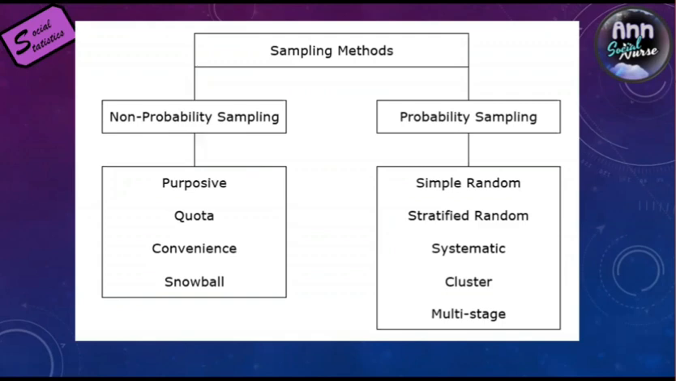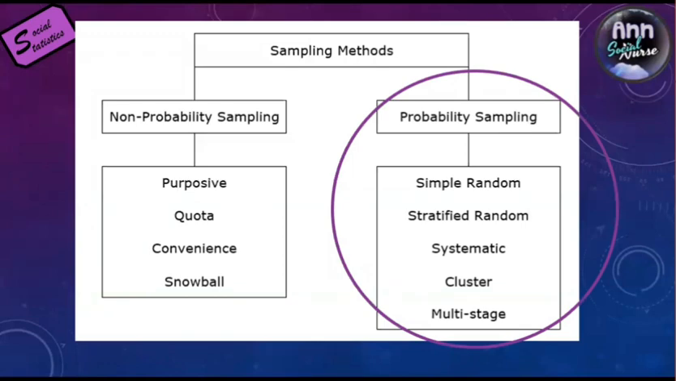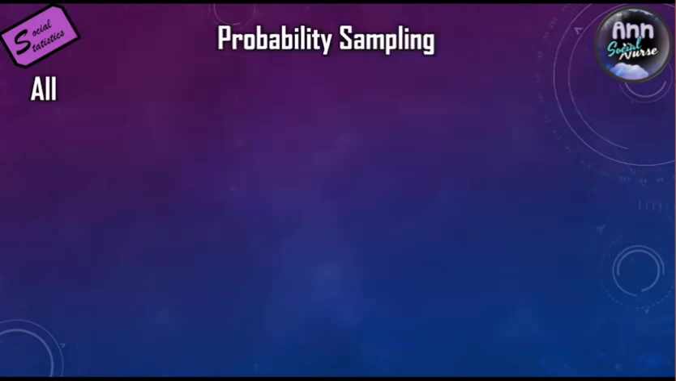Now, sampling methods can be non-probability sampling, especially for qualitative studies, or probability sampling for us in this course, which is focused on quantitative research methods. Under probability sampling, we have simple random, stratified random, systematic, cluster, and multi-stage. We are going to take these one by one.